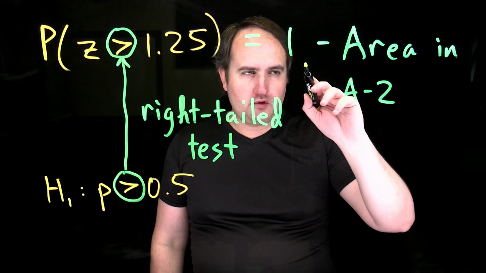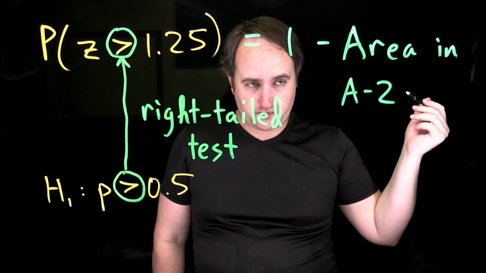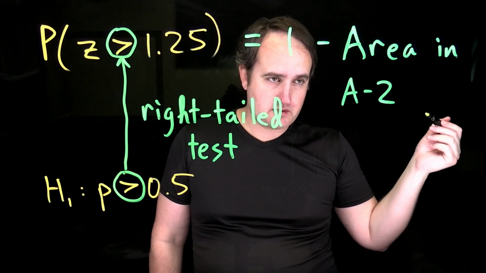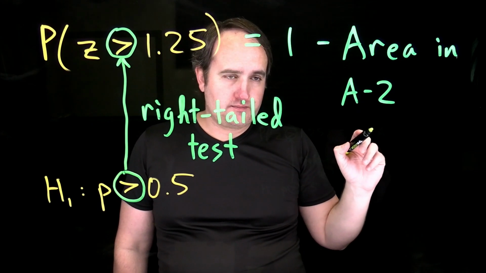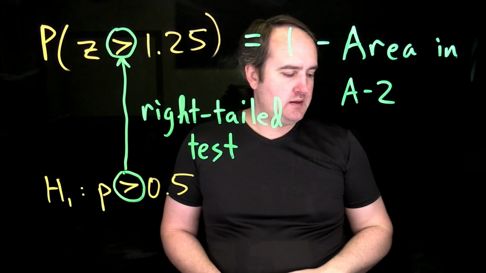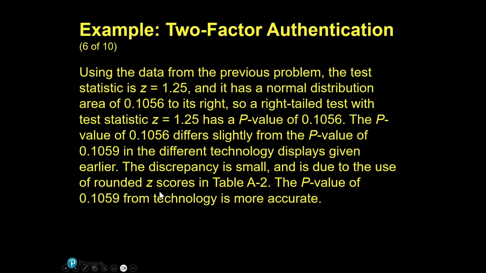But if you look up the area in table A2, which I recommend doing right now, if you want to pause the video, look it up, then you're going to do 1 minus that area. Okay? And if you do 1 minus that area, it gives you an area of 0.1056. Okay.